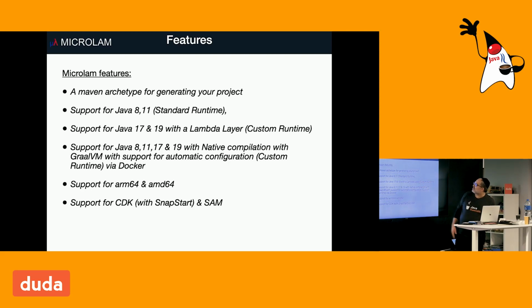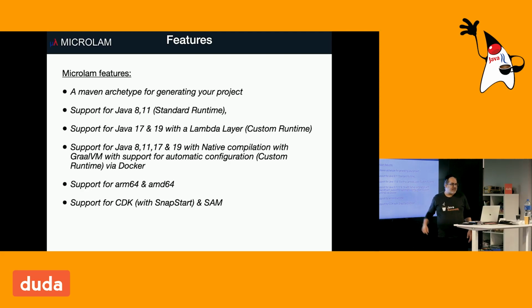Okay, the features. To begin, you have to use a Maven archetype for generating your project. You remember, it's a complete project that is working. It's not a part of a project. So we will see what this project is. There is support for Java 8 and 11. For Lambda, you can choose a standard runtime. For example, if you are targeting Java 8 or 11, AWS is providing you a standard runtime. So it's very easy, no problem.